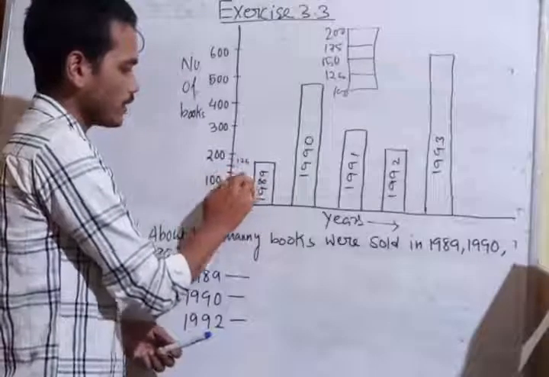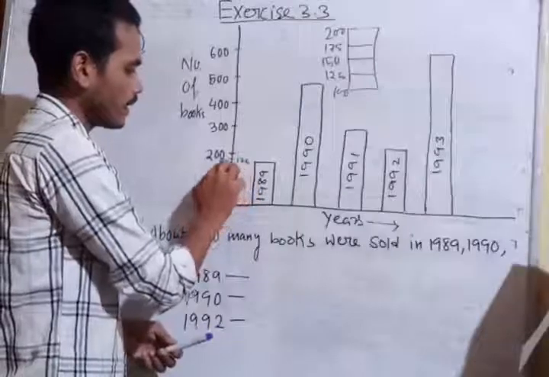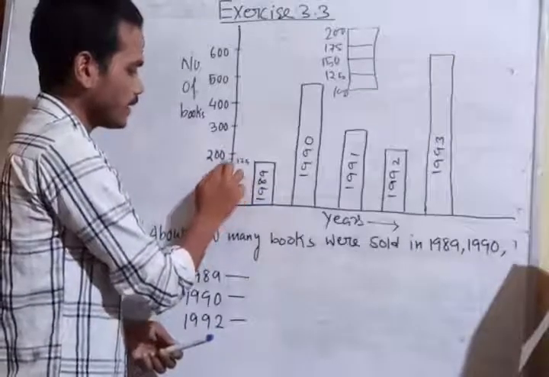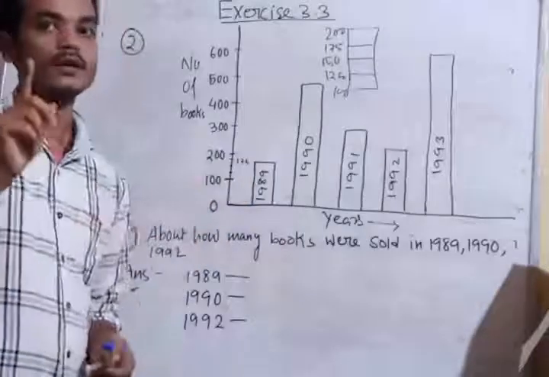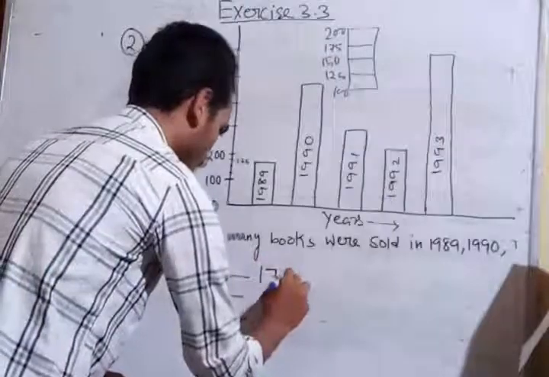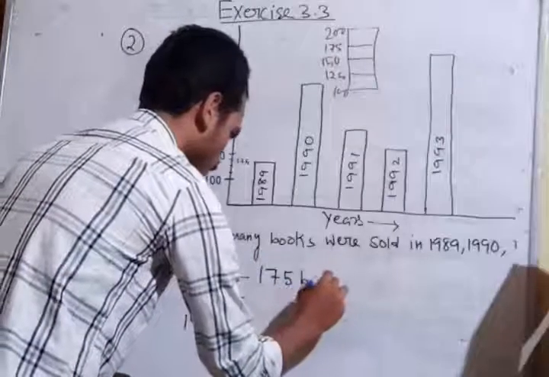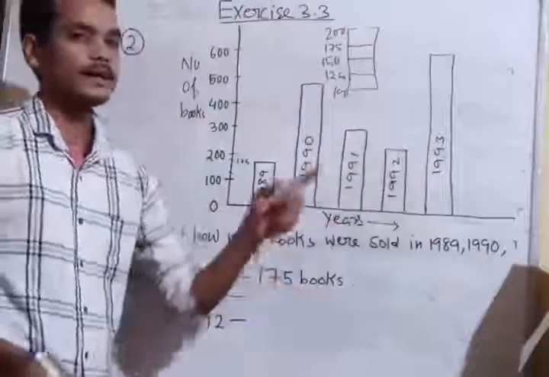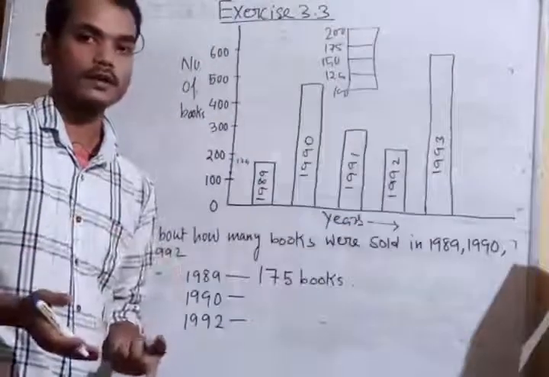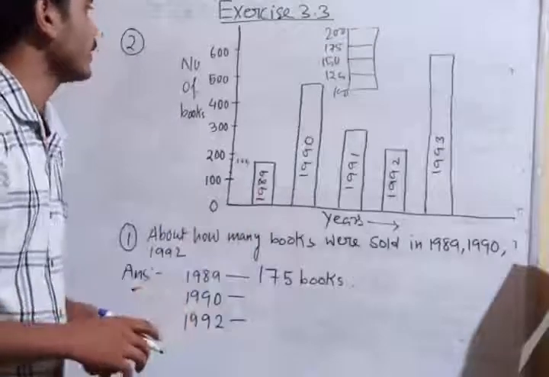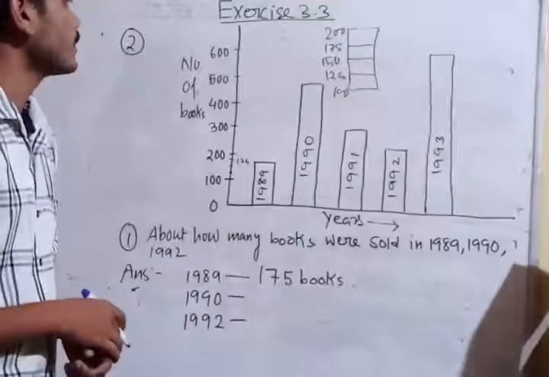So that is what you can say, in the year 1989, 175 books were sold. So here you will write 175 books. Now similarly you have to find 1990. How many books were sold in the year 1990? This is your 1990. Again the same thing is repeated here.